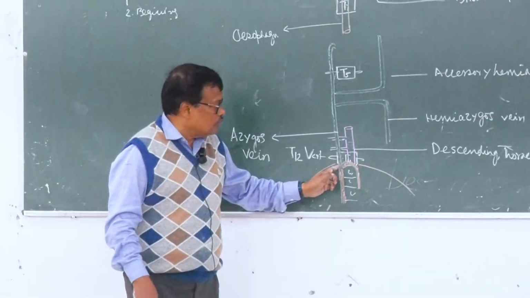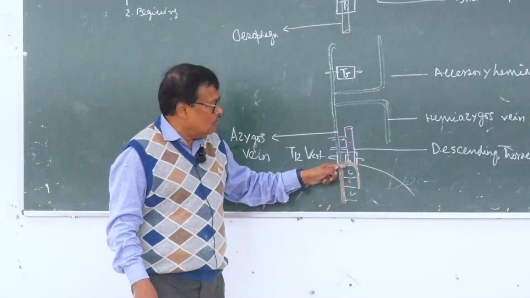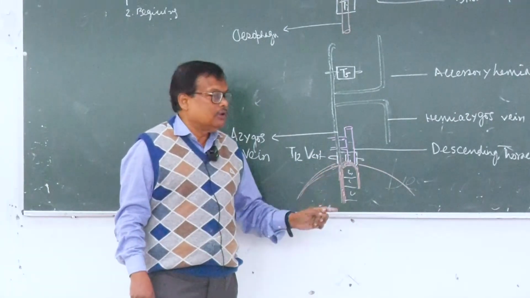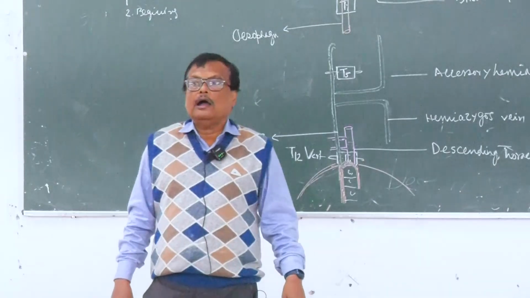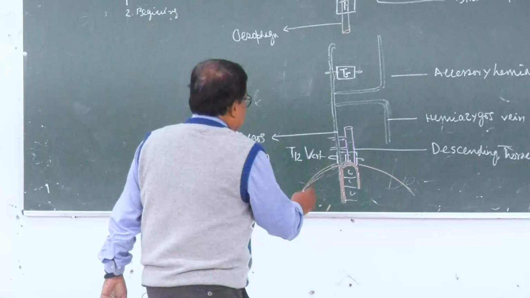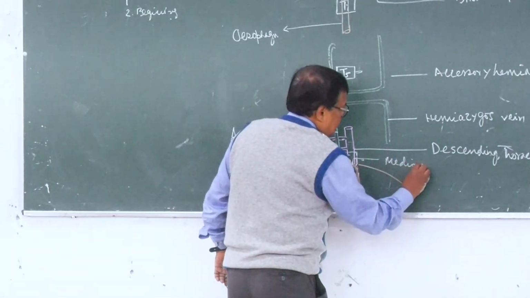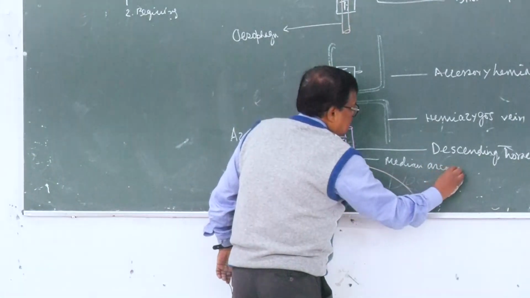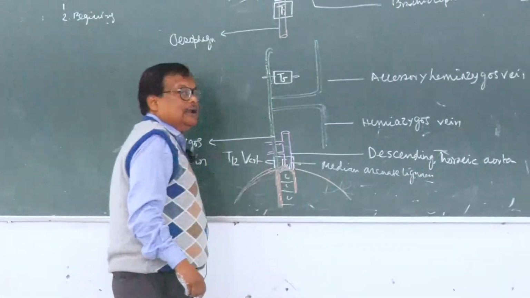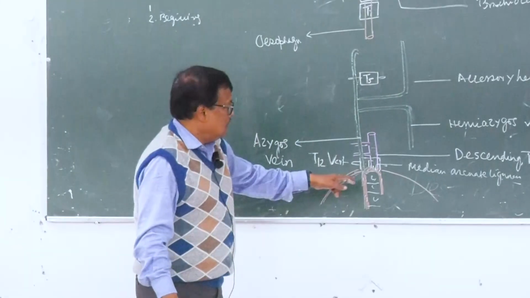Both crura join with each other at the lower border of the T12 vertebra, and this joining arch we call the median arcuate ligament. Similarly, there are medial and lateral arcuate ligaments, which you will learn possibly tomorrow.